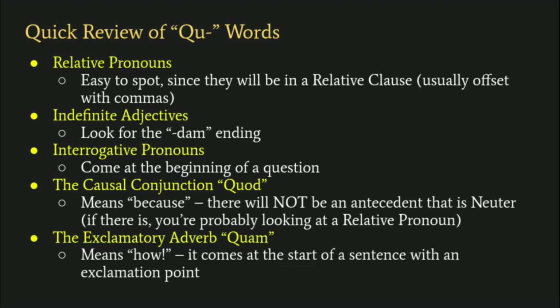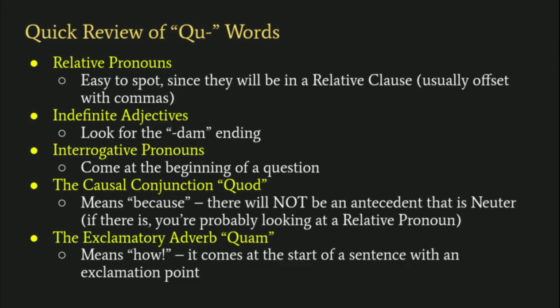So if there's no neuter word in front of quod that it could be referring to, in other words, if there's no neuter antecedent, you know that it's not a relative pronoun, it just means because. So it takes a little bit of thinking, but it's not as bad as you might think because, again, you know that it would have to be neuter, and if there's no neuter word in front of it for it to be referring back to, it's not a relative pronoun, it would have to be meaning because. And you'll get used to it the more of those you see.